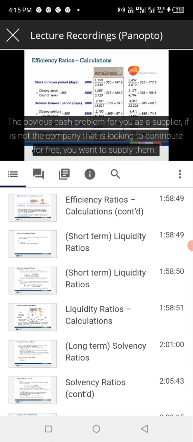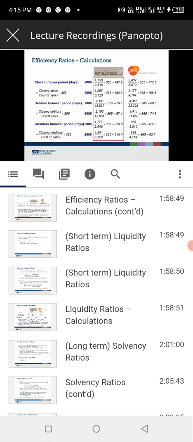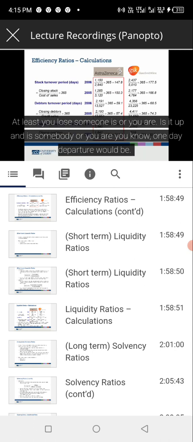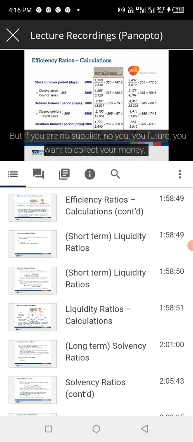And for you as a supplier, if you see such a company that is taking 228 days to pay, do you want to supply them? So these are the dangers. So for existing suppliers, they may be comfortable. Yes, at least they are able to sell their products somewhere. Yes, at least you know someone is owing you. Is it not? At least somebody is owing you. And you know one day the person will pay. But if you're a new supplier, you too, you want to collect your money.